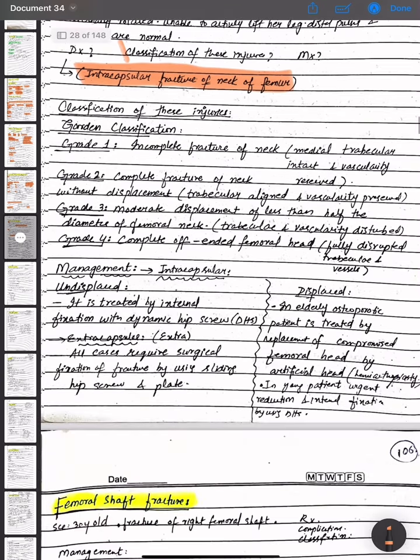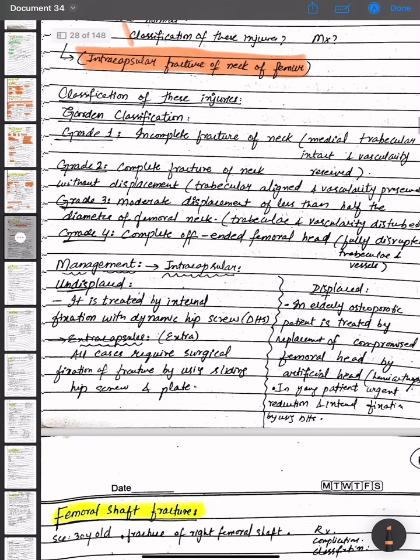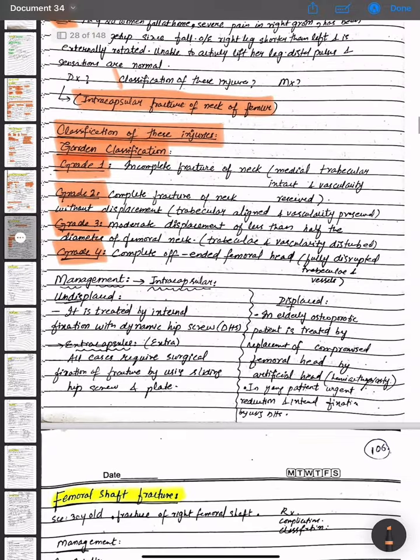What is the classification of these injuries? There is a kind of classification which is known as Garden classification. These have different grades, 4 grades. The first grade states that when there is incomplete fracture of neck, medial trabeculae intact and vascularity preserved, this is the grade 1 fracture.